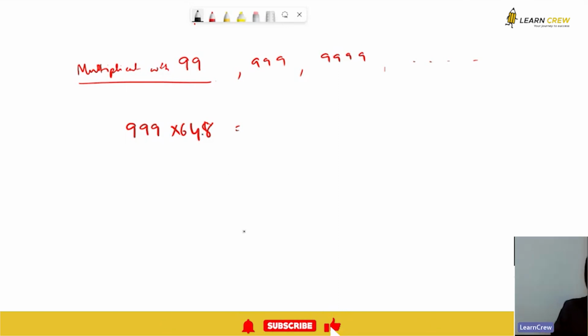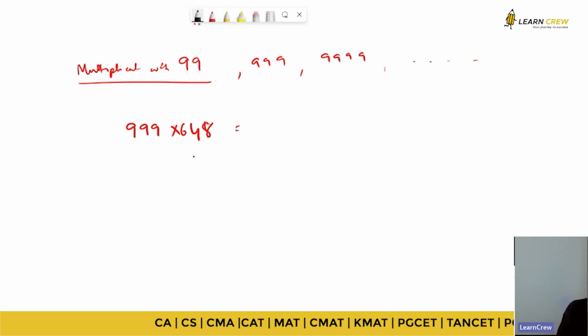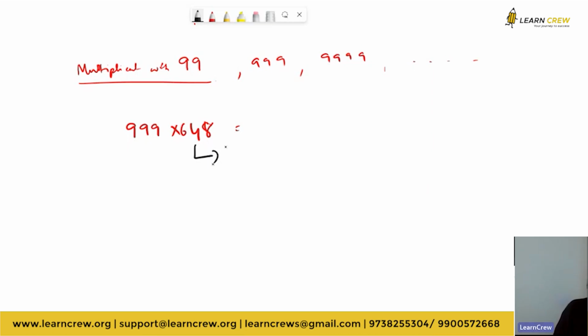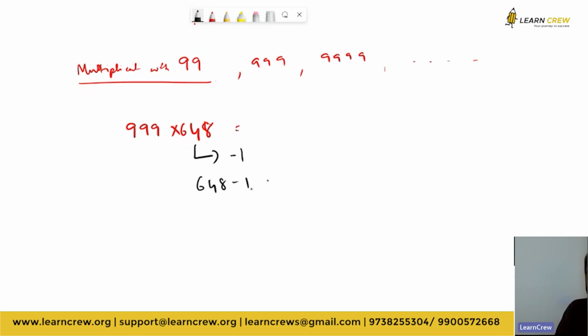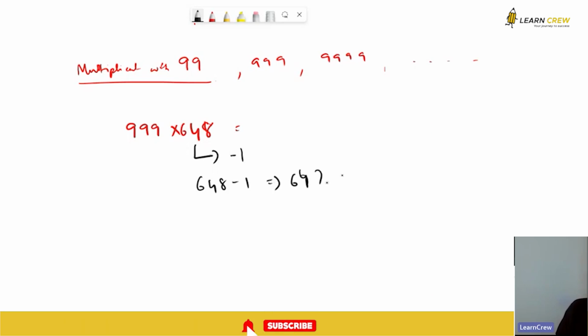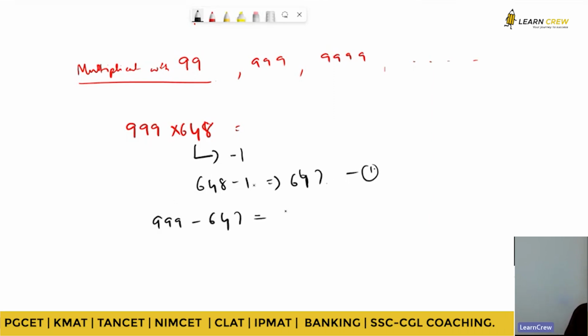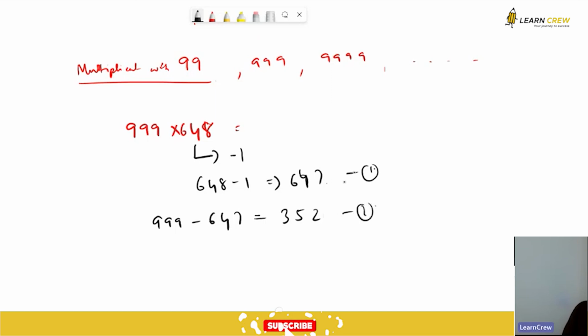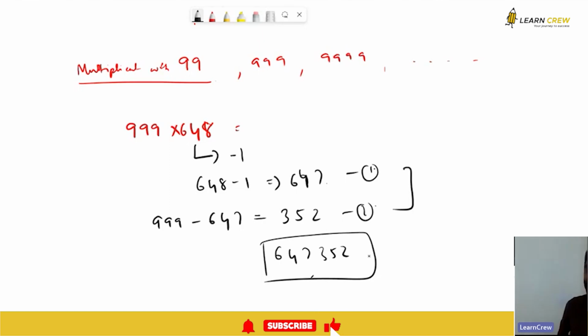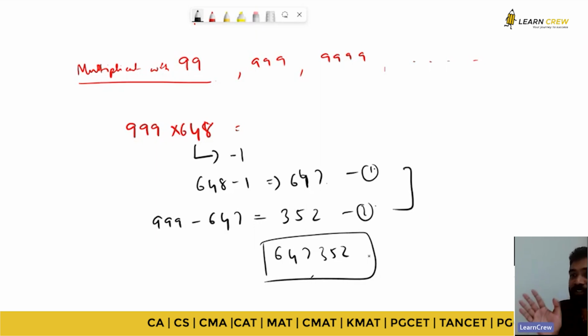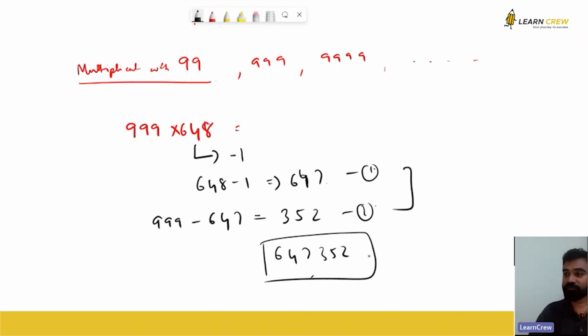Okay. See now in this, what you can do is a simplified approach. See this 648. Always subtract 1 from this number. 648 minus 1 is 647. Keep it as it is. Now 999 minus 647 is 352. Now combine these two: 647, 352. You can do whichever is more comfortable to you. I am just teaching you some tricks which can be used in exams for shortcuts. Understood?